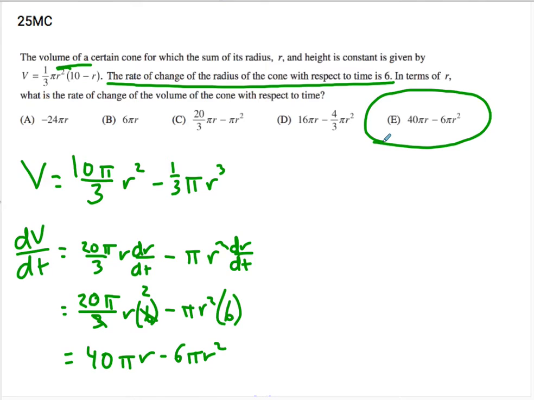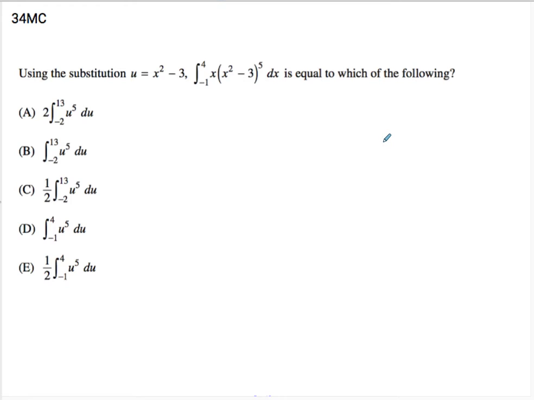All right, moving on to 34 MC. Here they're telling us what u is. That's nice, because then I can go straight through and say that du equals 2x dx. Now notice I have x, I have dx, I have x dx. Let's get rid of that 2. So du over 2 equals x dx. All right, let's put that in.